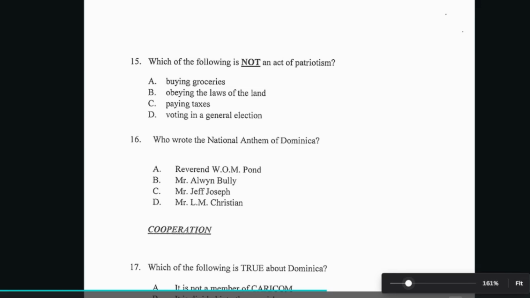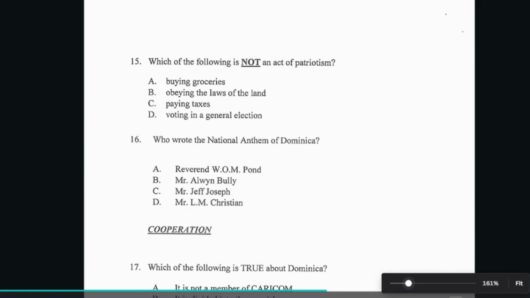But in terms of the words, who wrote the national anthem? If you answered A, Reverend W.O.M. Pond, then you are very correct. So number 16, the answer is A, Reverend W.O.M. Pond. Moving on to number 17. Sorry. So we are now on cooperation. Which of the following is true about Dominica? Is it A, it is not a member of CARICOM?